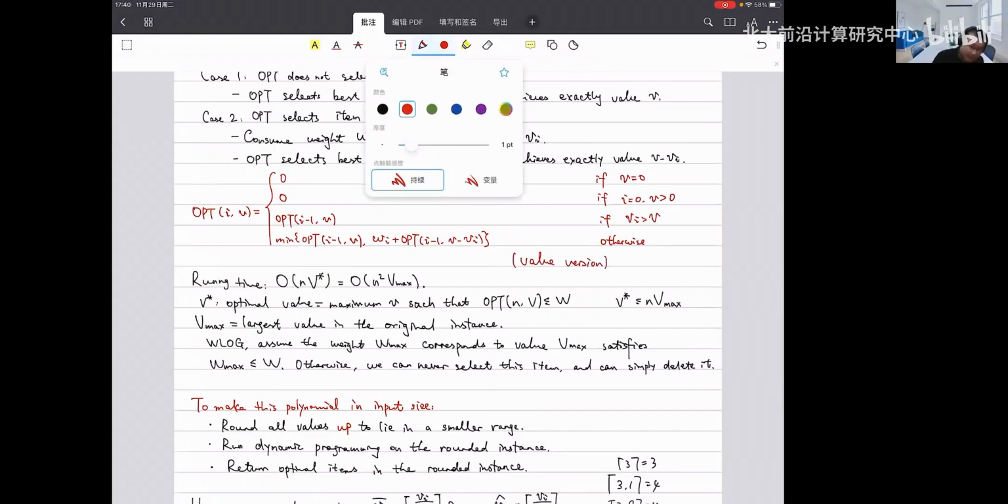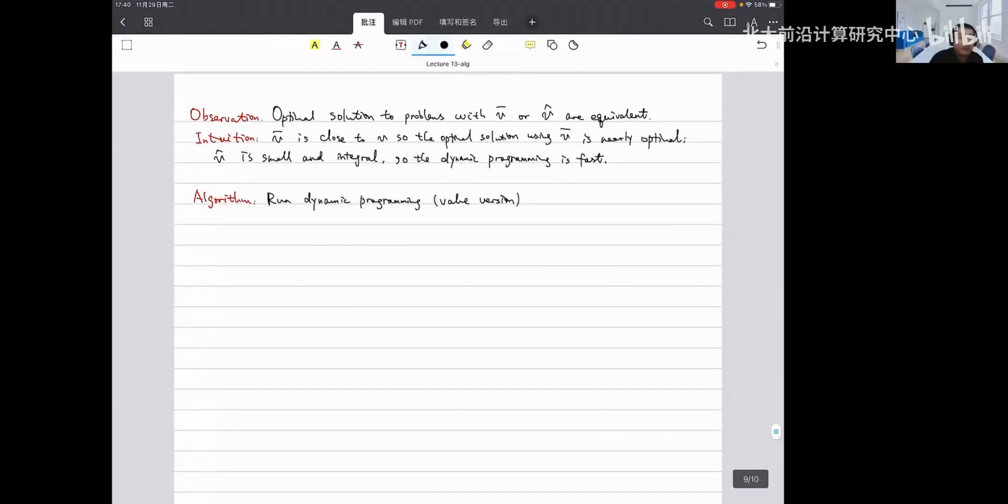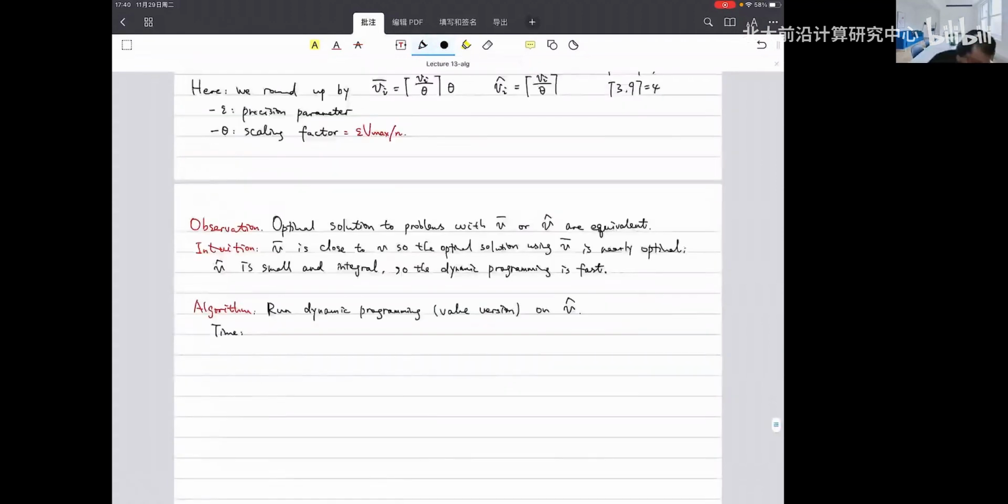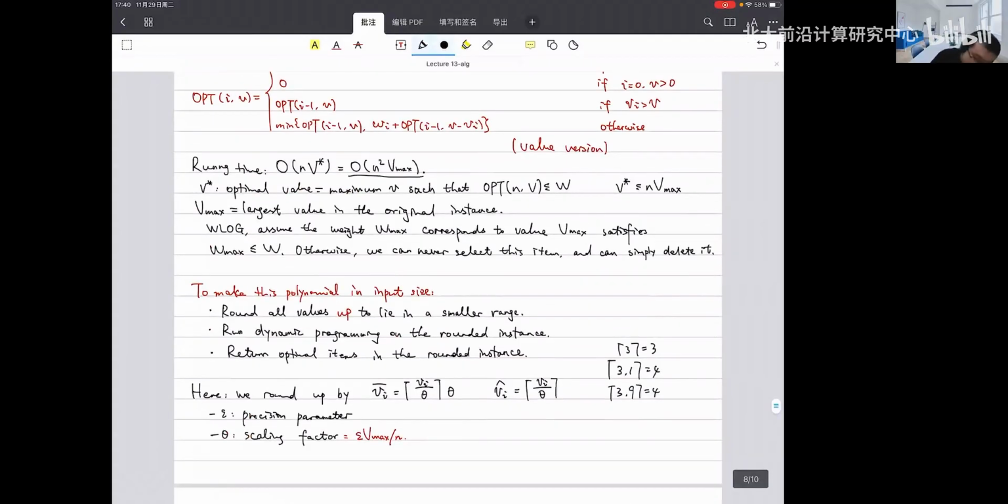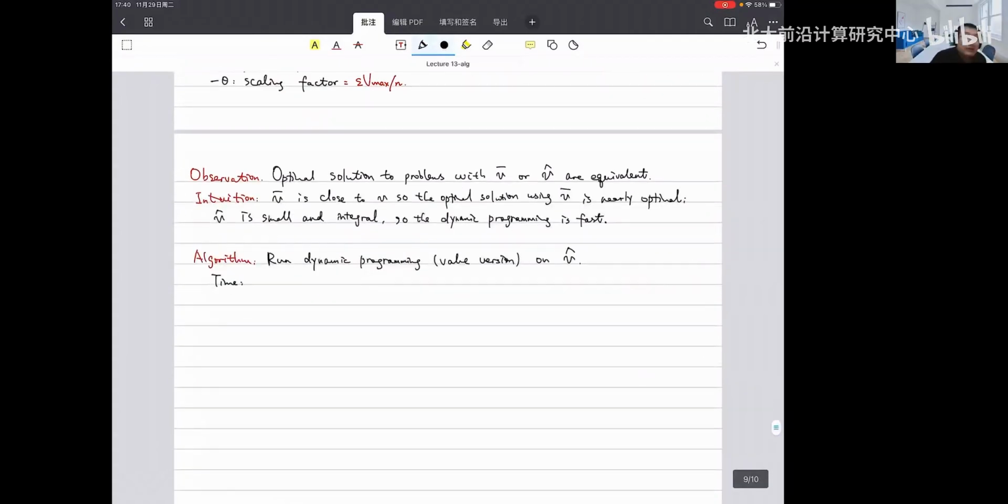We just run the value version of the dynamic programming algorithm here. This is the ultimate algorithm that we actually use. In particular, based on the discussion here, we know that the running time of this algorithm is going to be O(n squared times Vmax). But here we are talking about hat V, so that is going to be hat Vmax.